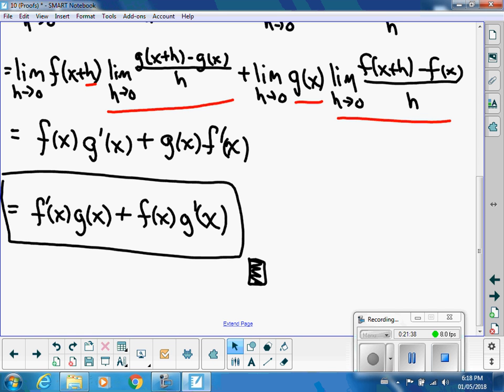So that's the proof of those rules. Again, especially the second two, the power rule and the product rule, you need to know the proofs. We can ask you those on a test or the exam.